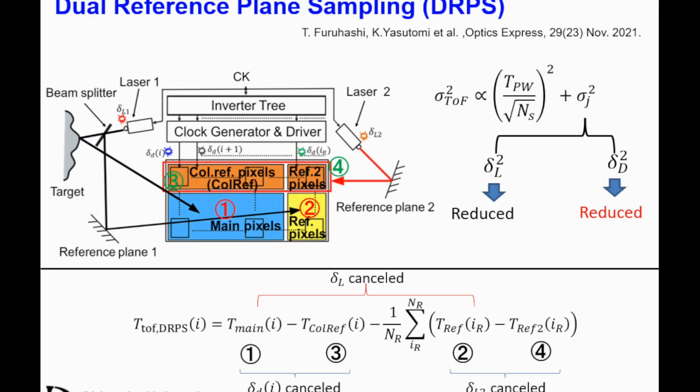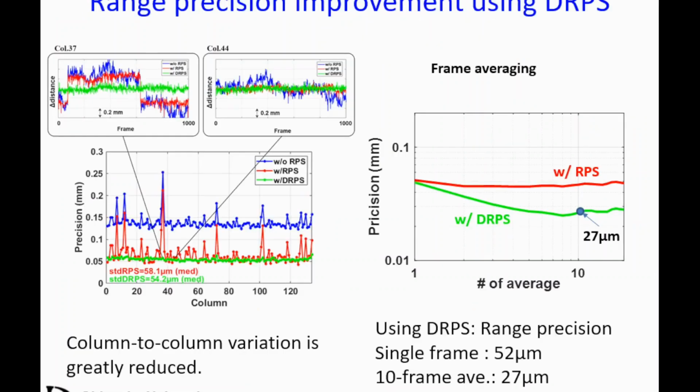An additional jitter is induced in this method by the additional laser. To cancel this additional jitter, we calculate 3 minus 4. By using this equation, all of the jitter components can be cancelled. This is very effective to reduce the column-to-column variation. And also by using frame averaging, the range precision is improved to 27 micrometers.